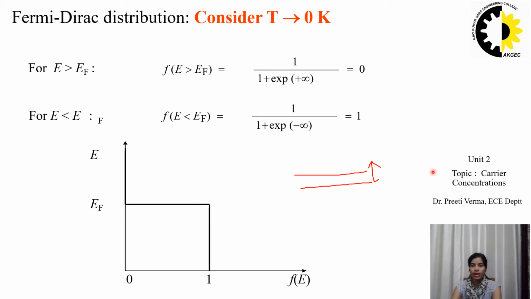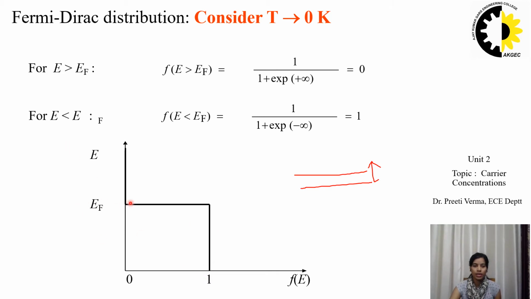So what does it define? It defines that if the energy level in which we are trying to find the probability of the electron is above the Fermi energy level, then the probability of finding an electron there is 0, and if the energy level is lying below the Fermi energy level, then the probability of finding an electron is 1, meaning there is full chance of finding an electron.